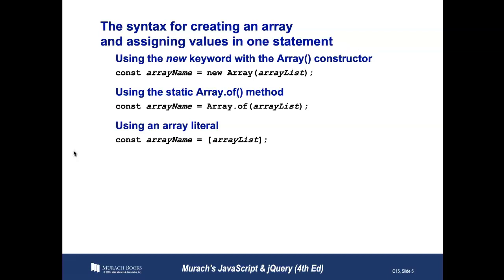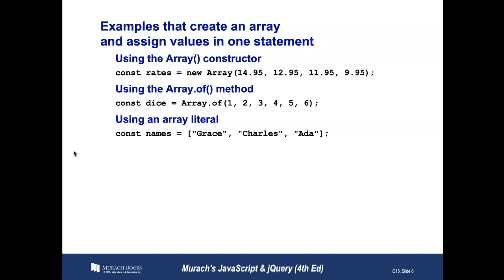So the syntax for creating an array and assigning values with one statement is simply using the new keyword and putting the list inside the argument of the new array. When we use the of method, we will also do the same thing, but it's static and unchanging. Lastly, we have something called an array literal. We'll use the blocks and we'll put the list inside the blocks. All of these examples, by the way, are in this week's module folder, and once you go through the code, it should make more sense.